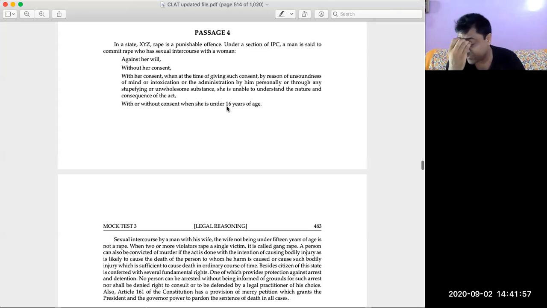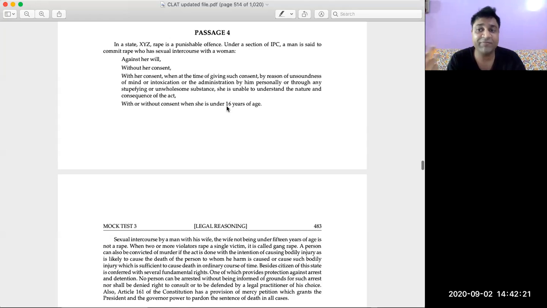Consent is essential. Consent is key when the woman is over 16 years of age. You need to get consent from that woman. If there is no consent, that is rape. But if the woman is below 16 years of age, whether she consents or not, it doesn't matter. If the man is an adult and the woman is below 16 years of age, that is rape, whether the girl said yes or no.